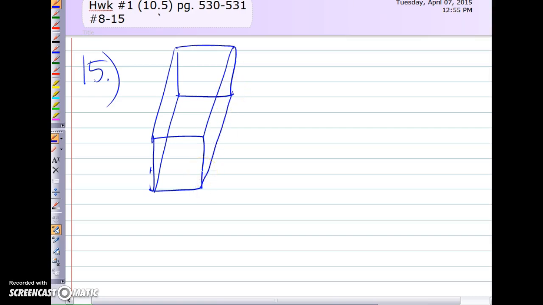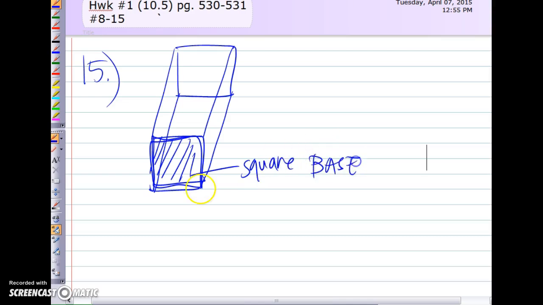It tells me that the base edges, since the bases are the squares, since it's a square prism, then the sides are 7 meters by 7 meters. It's a square. They're the same length. And then the height is 15. So this height is going to be 15 meters. Okay?